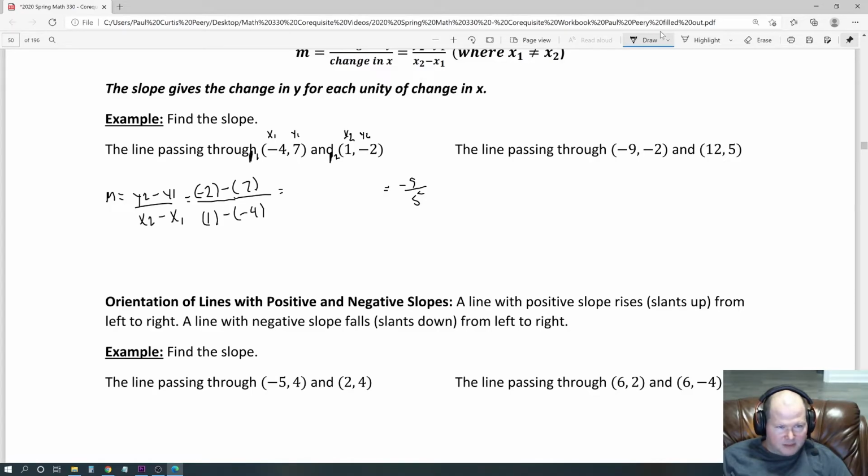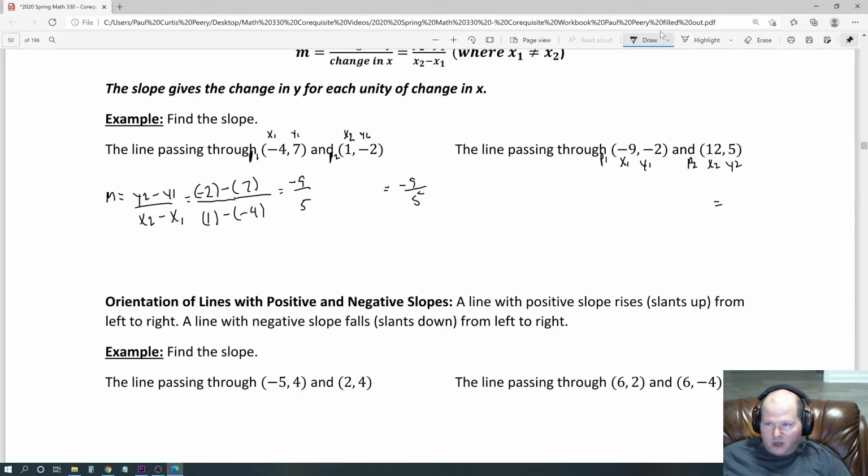Then we do simplification, right? So -2 minus 7 is a -9. 1 minus -4 is the same as 1 plus 4, which gives me a 5, which gives me -9/5. So what about the one over here? So we can label everything. Point 1 will give me an x1 and a y1. Point 2 will give me an x2 and a y2. And if we just look at this, we could determine what the slope is.